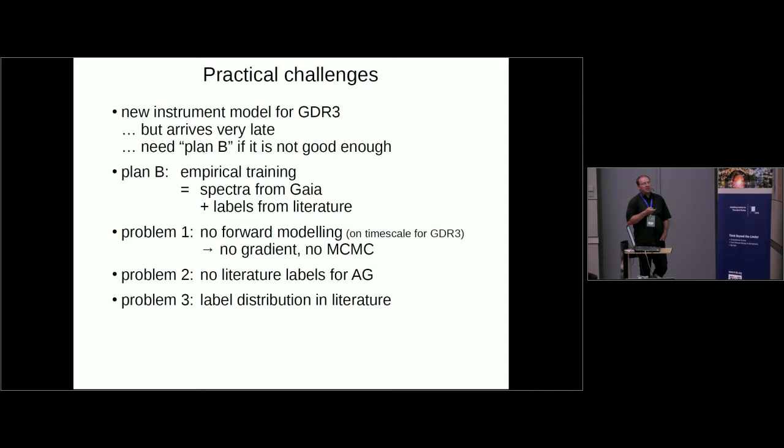We also have the problem that the label distribution in the literature is not a realistic distribution. It's determined by the selection effects and survey selection functions of these other catalogs. It's nowhere near a representative distribution of what Gaia will observe. In particular, there's a lack of stars in the literature with temperatures above 7,000 Kelvin. You may have a few hundred or maybe a few thousand of them, but it's not enough to train an algorithm on that.